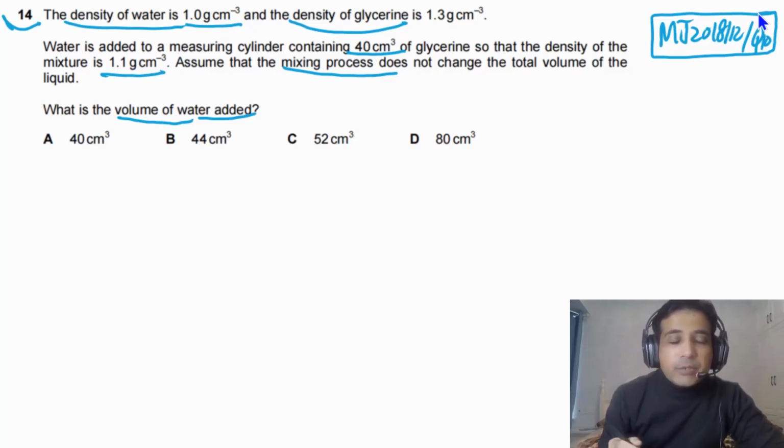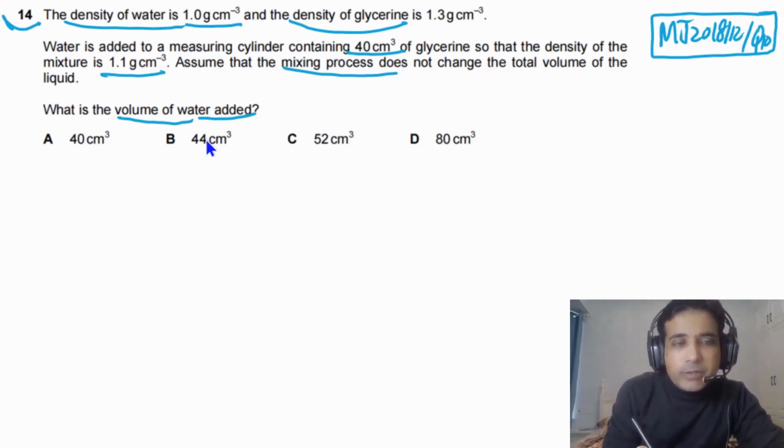So let's try to answer this question now. For this question, the density of the mixture is given to you. The best way to answer this type of problem is, first, you can write down the mass of the mixture. In this case, I will be using capital M for the mass of the mixture, and the mass of the mixture has to be equal to the mass of the water plus the mass of glycerin.